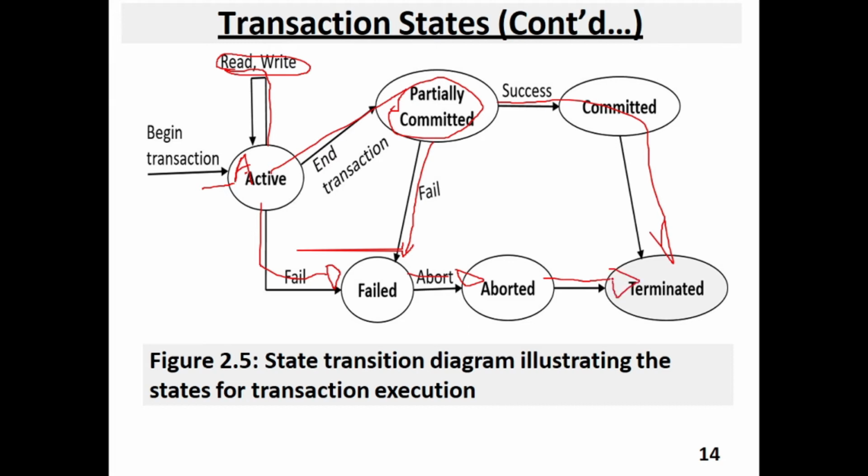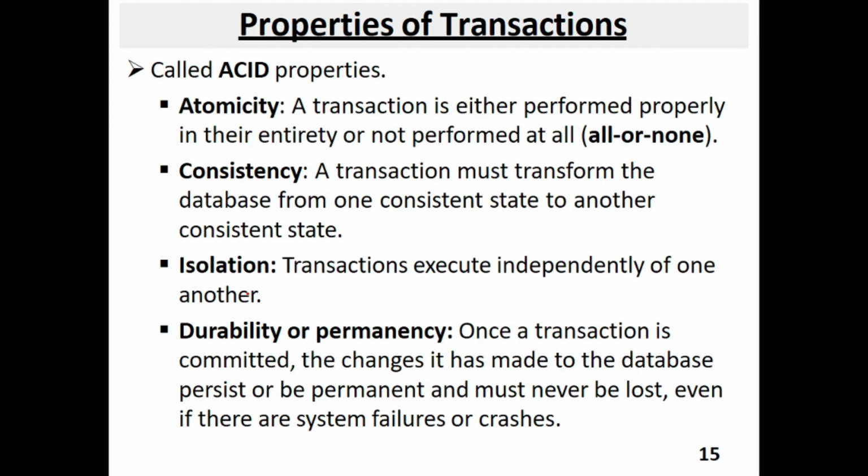So these, 1 2 3 4 5 6 states are the states of transaction. We call it the state of transaction. The state transition diagram illustrates the state of transaction execution. This is the state transition diagram of transaction. Good.